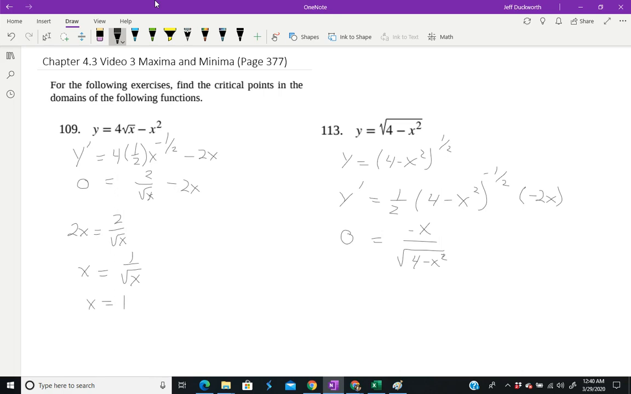So we're looking at this and determining when it can equal 0. And the only place this equals 0 is when our numerator is equal to 0, so that works at x equals 0. And that's no problem with the domain.